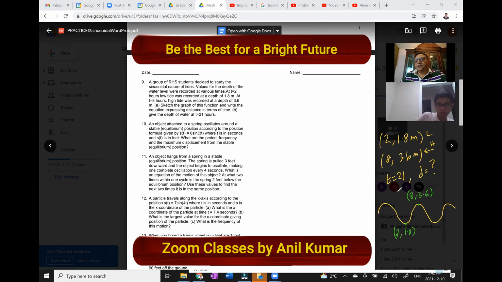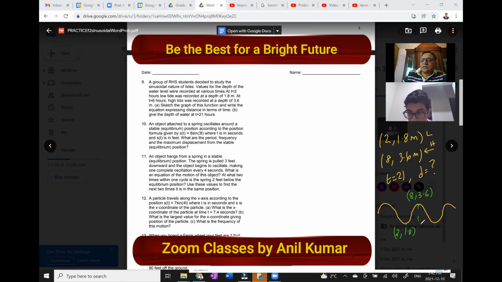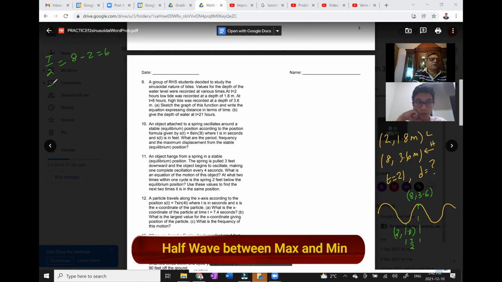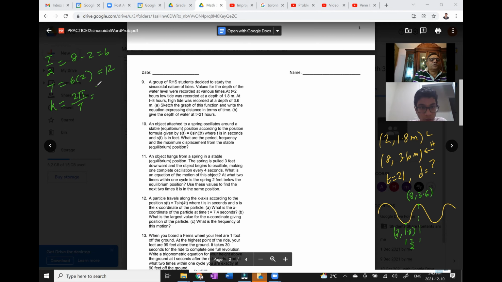Now, how do you find the time period from here? These two things give you half the wave, right? Half the time period is basically equal to 8 minus 2. So the time period is 6 times 2, which is 12. The value of k will be 2 pi by T, which is 2 pi by 12, or pi by 6. Clear?